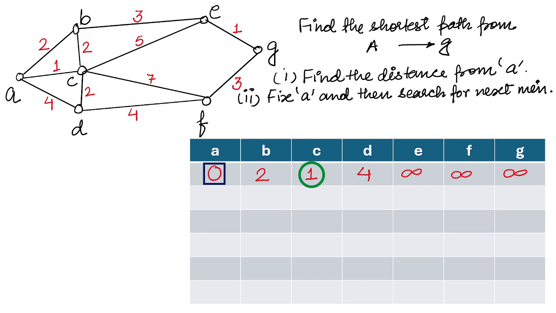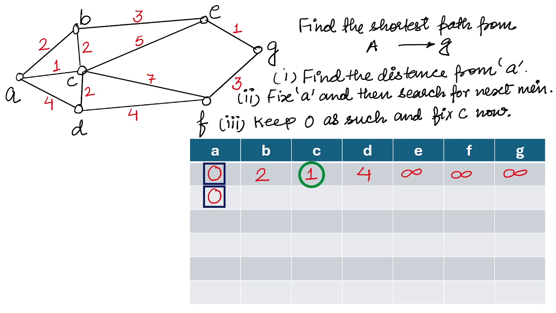Then come to the next row. This row is over. Now whatsoever I have fixed, I will keep as such. Then comes the vertex which I have marked. So what have I marked? Vertex C. For that vertex, the number is 1. So I will bring that number and fix it. Then I will be evaluating the distance of other vertices from the marked vertex, that is vertex C. So what is the distance of vertex B from C? B is this, C is this, it is 2.